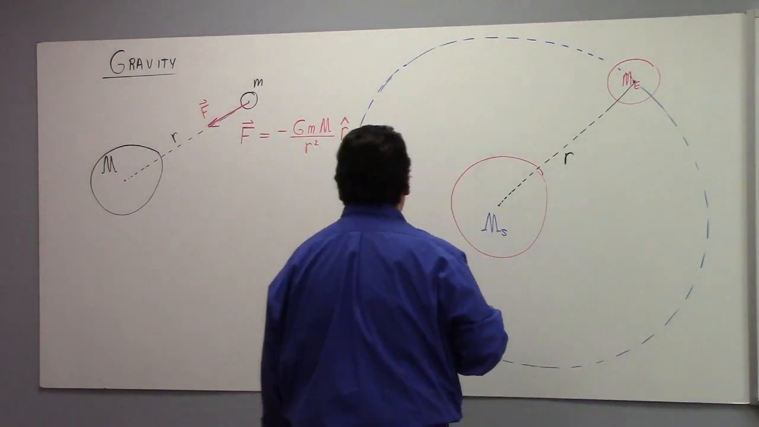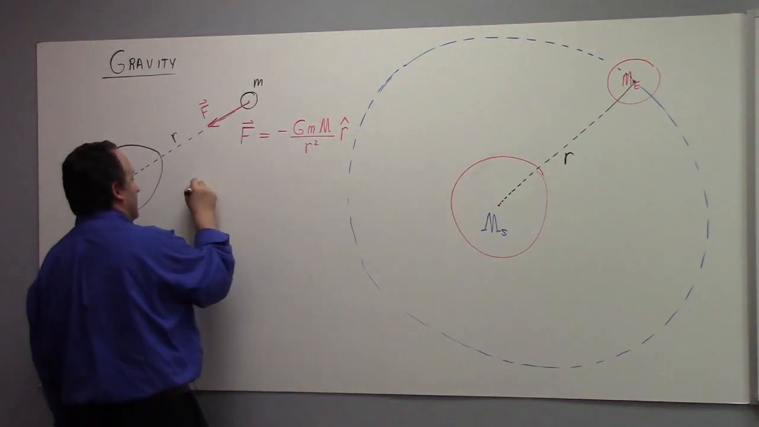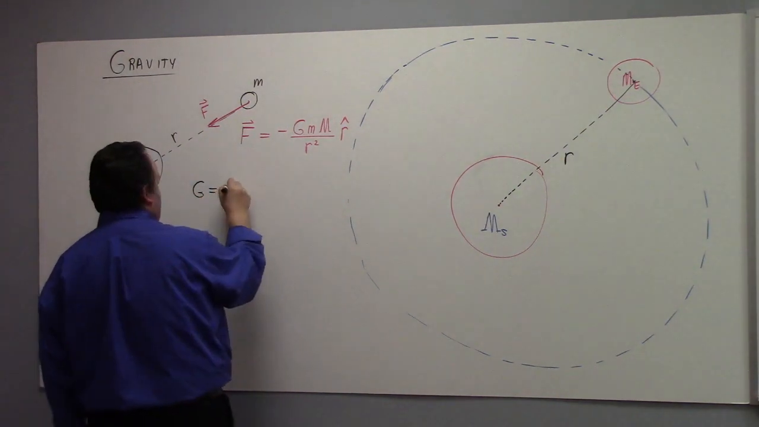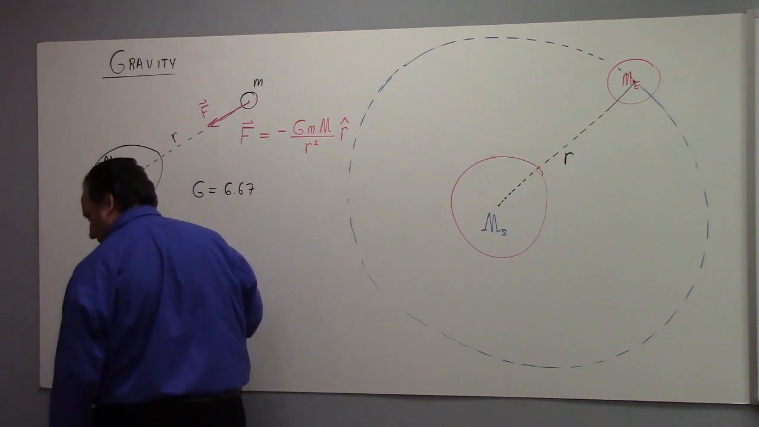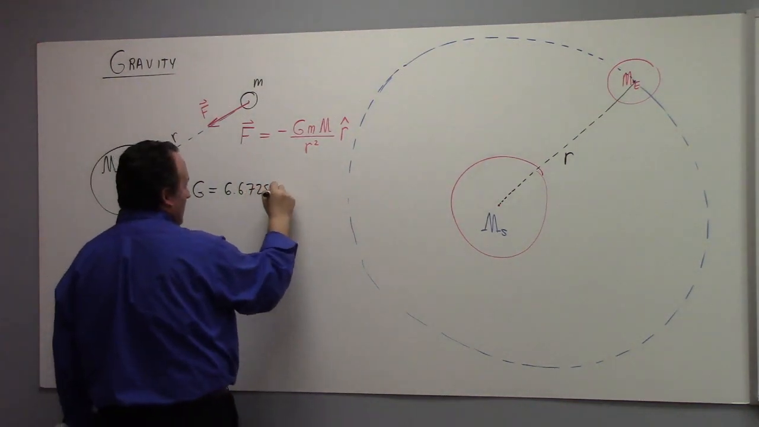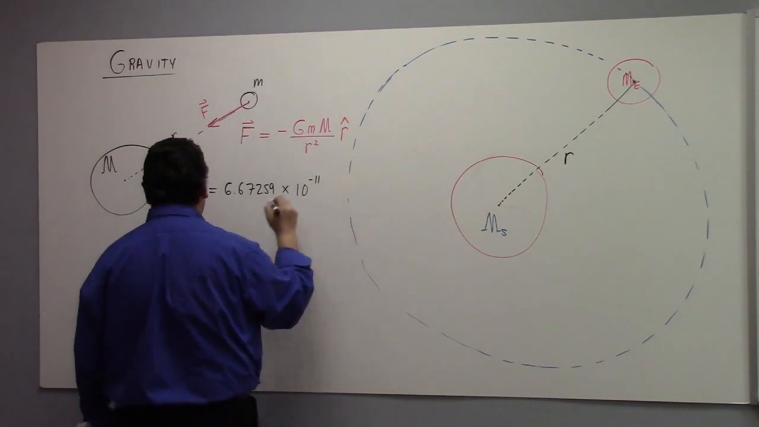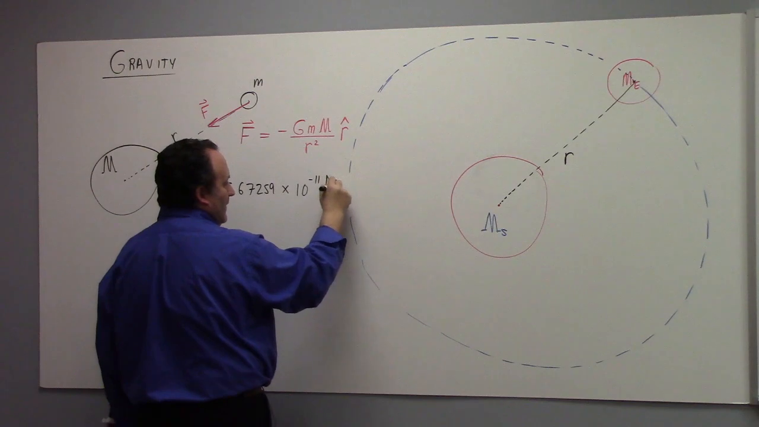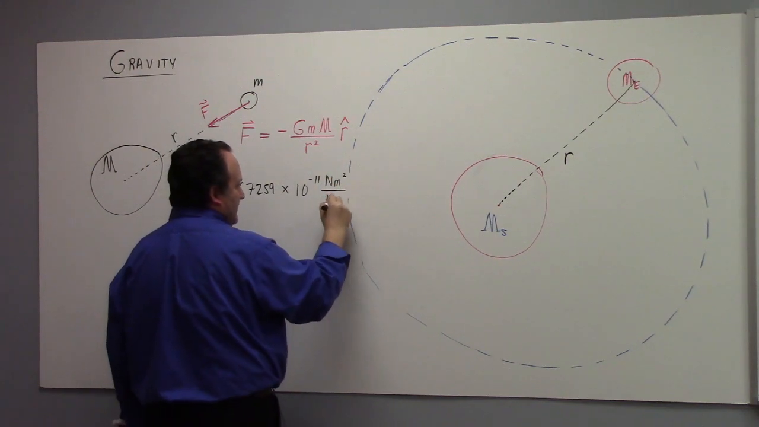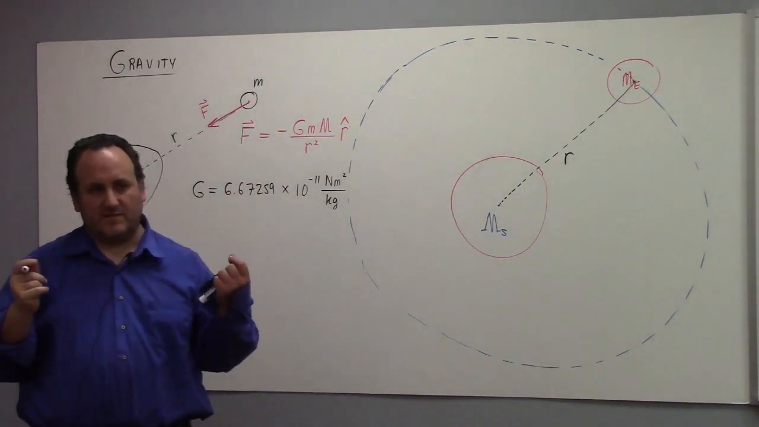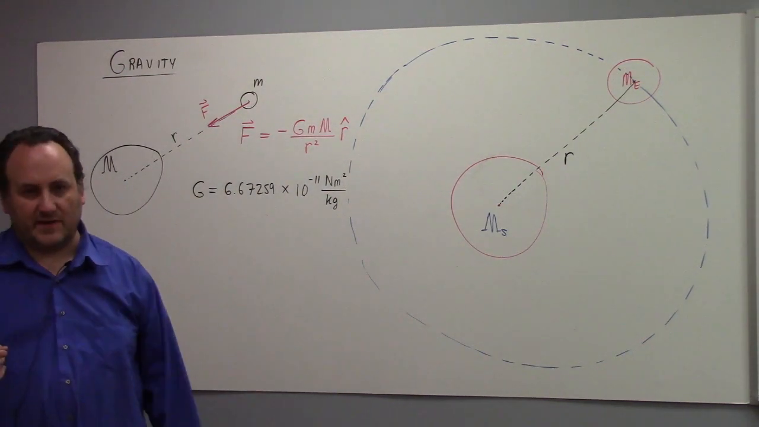Now, I should mention that this G here is the universal gravitational constant. It is puny: 6.67259 times 10 to the minus 11 Newton meters squared per kilogram. It's actually possible to measure this using very sneaky things, like a torsion balance.